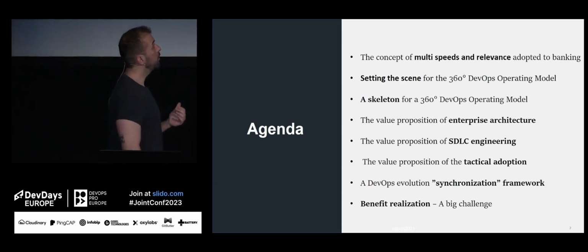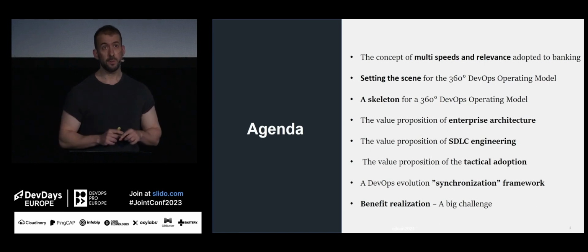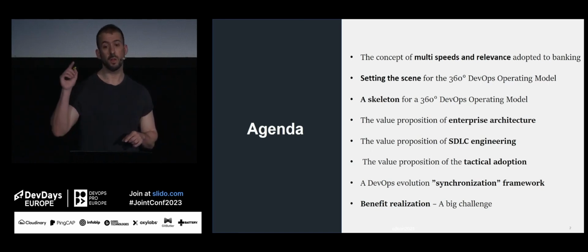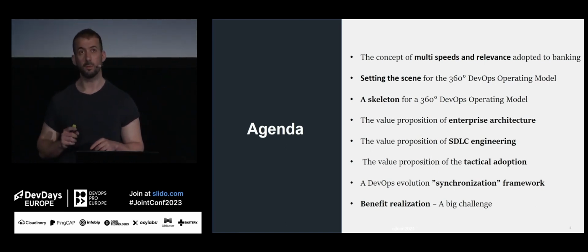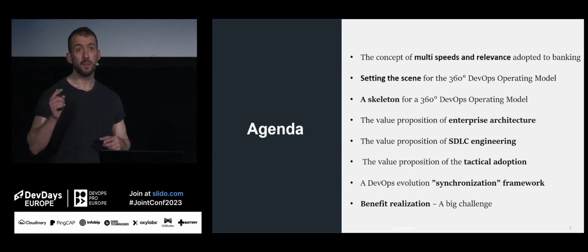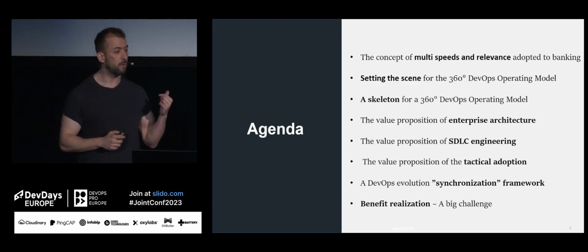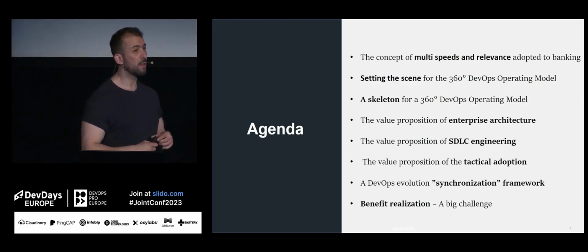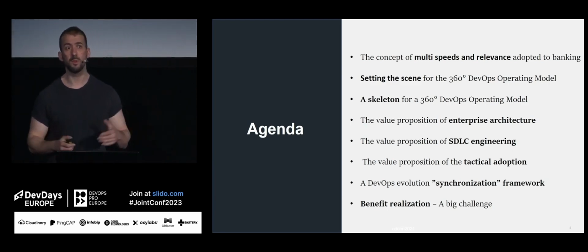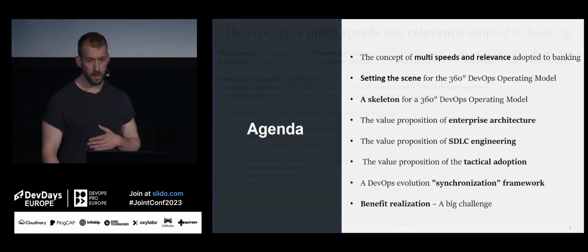I'm going to tell you the importance of setting the scene of what you want to achieve. We'll give you a skeleton of a complete model, and then I'm going to double click in some specific domains. I'm going to speak about the value proposition of enterprise architecture, the software development lifecycle, a tactical adoption, a simple framework of how you can synchronize your organization. It's going to make sense as we move on. And then I'm going to talk about the biggest challenge, which is how do you realize benefits. So it's going to be a big investment. How do you prove to your bosses and sponsors that you did well invest and not waste their money? Let's get started.